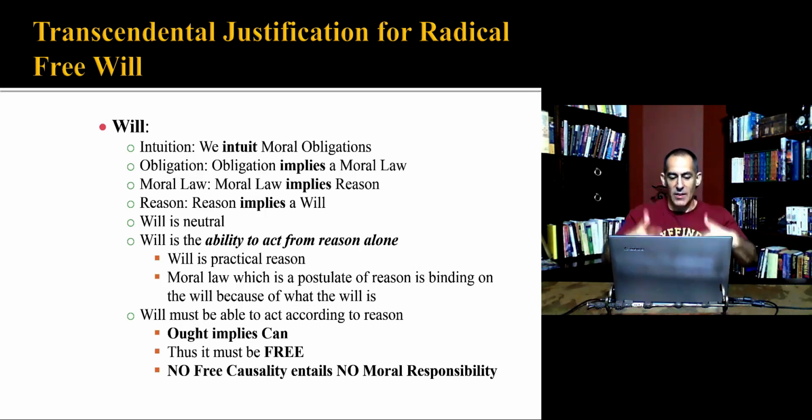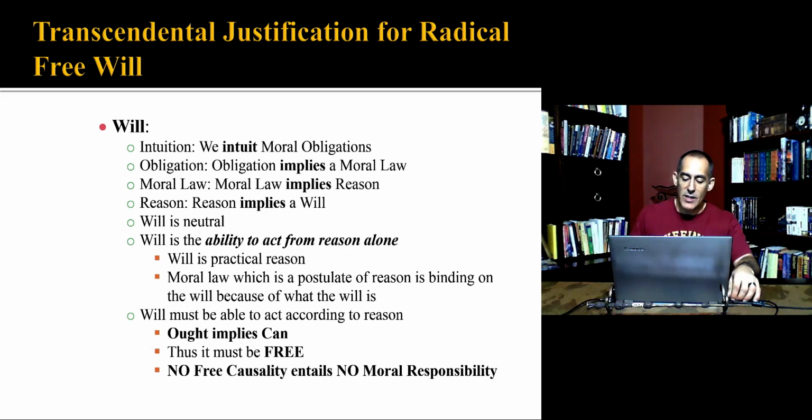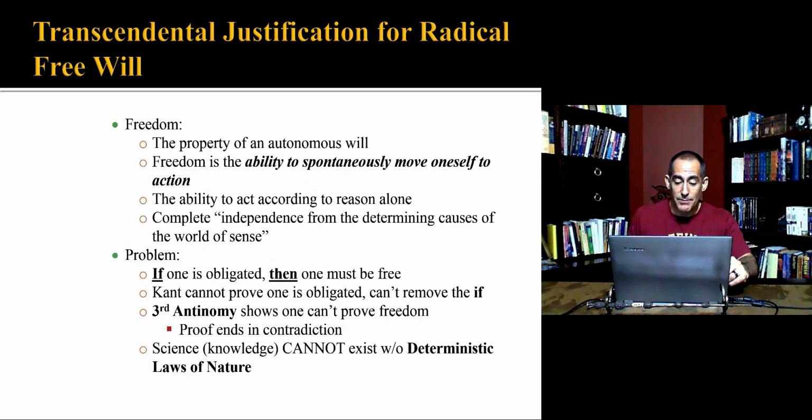First, basically following that chain of reasoning that we've already been doing, right? We intuit moral obligations. Obligations imply a law, which implies rationality, and rationality actually implies a will, right? And reason implies a will because the will is the ability to act from reason without taking into consideration our desires. So that's why reason implies that there is a will, since we need to be able to choose to follow our reason rather than our desire. As ought implies can, there has to be this freedom, and if there's no free causality, then there's no moral responsibility.